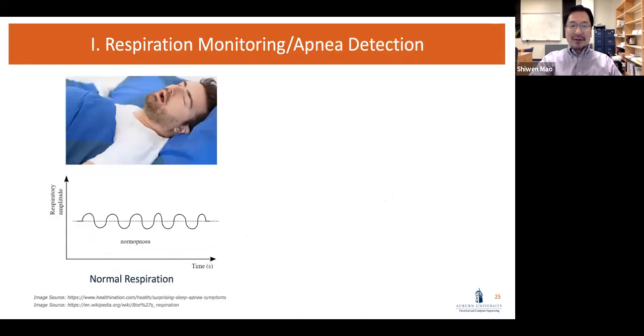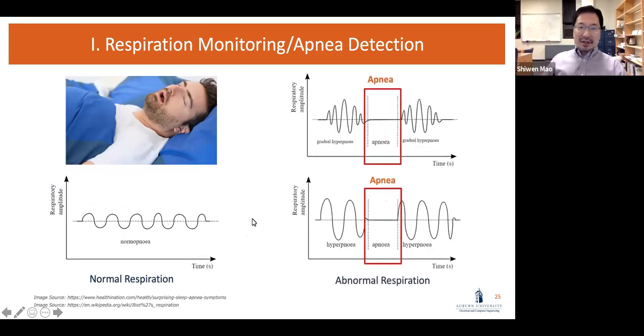The first one is respiration monitoring and apnea detection. Apnea is a very common sleeping related disease. Many people actually have it, but probably you don't know.